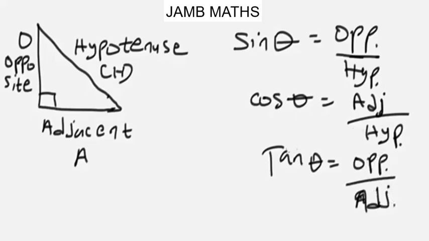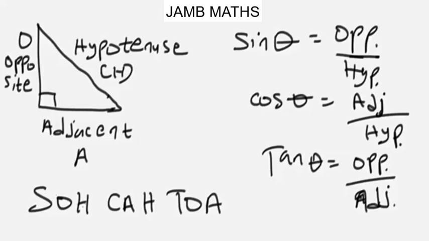Basically, you don't need to memorize these respective formulas. All you have to do is to know this acronym. We call the acronym SOHCAHTOA, where SOH is the sine aspect of the triangle, which is opposite over hypotenuse. This O is opposite, this H is hypotenuse. Then we have the CAH, which is the cos aspect of the triangle, which is adjacent over hypotenuse. The A is the adjacent, and the H is the hypotenuse, and we have the TOA, which is the tan aspect of the triangle. The O is the opposite, and the A is the adjacent.